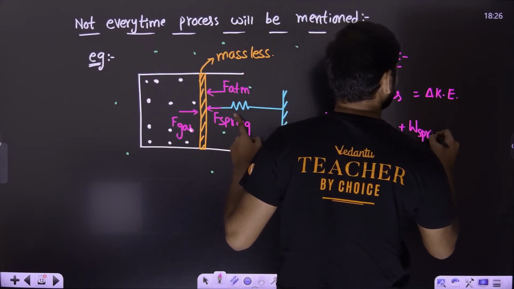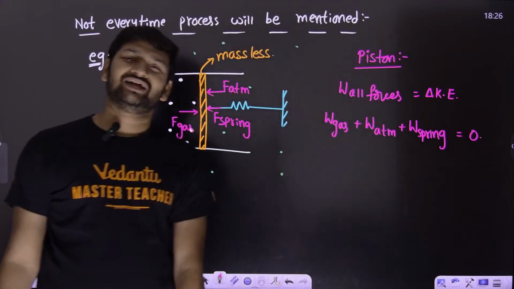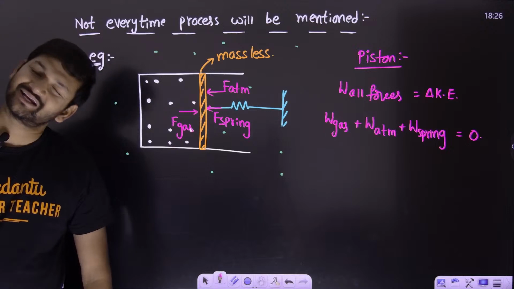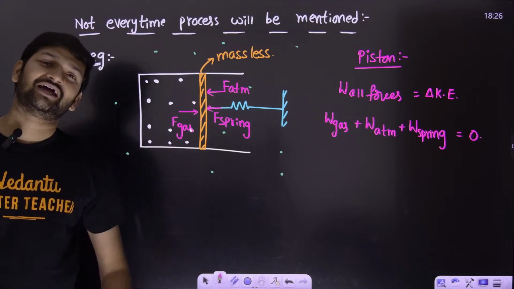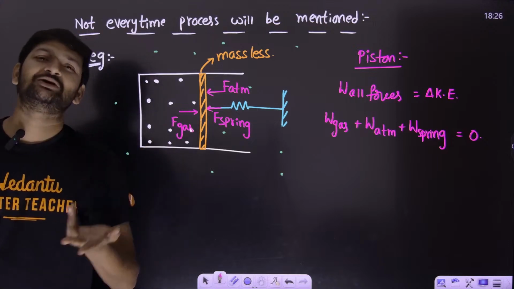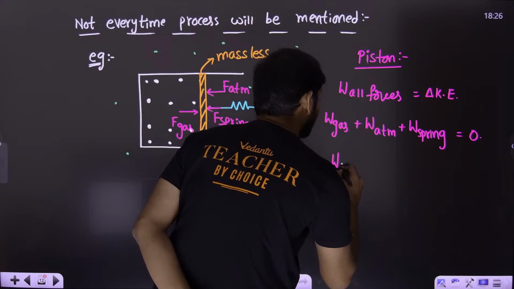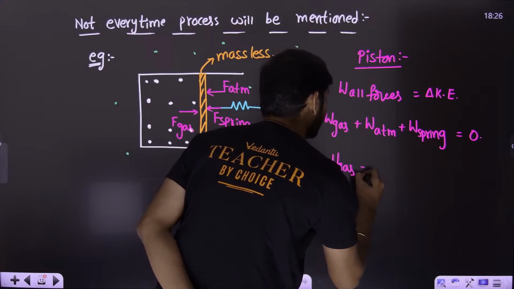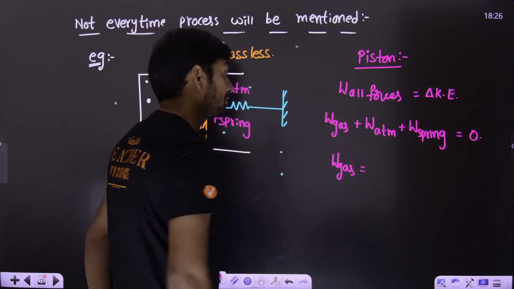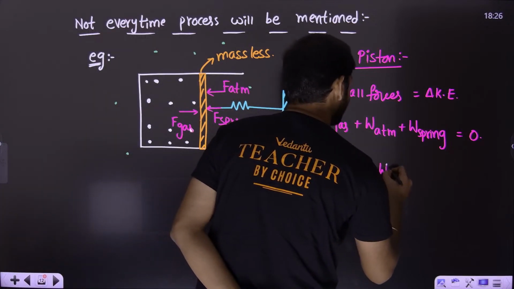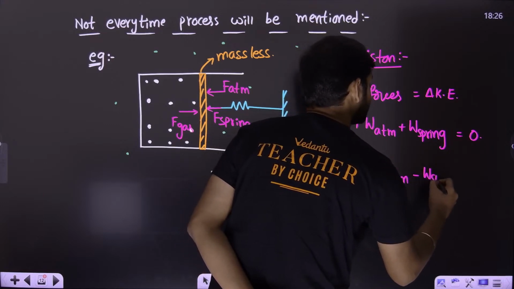And what is the change in kinetic energy of that piston? Man, the piston doesn't have any kinetic energy. If something is not having any kinetic energy, what is the change in it? Anyway, it's going to be 0. Now look, I don't know what is the work or the pressure of the gas inside the container. But it is simply minus of work done by the atmosphere and minus of work done by the spring.